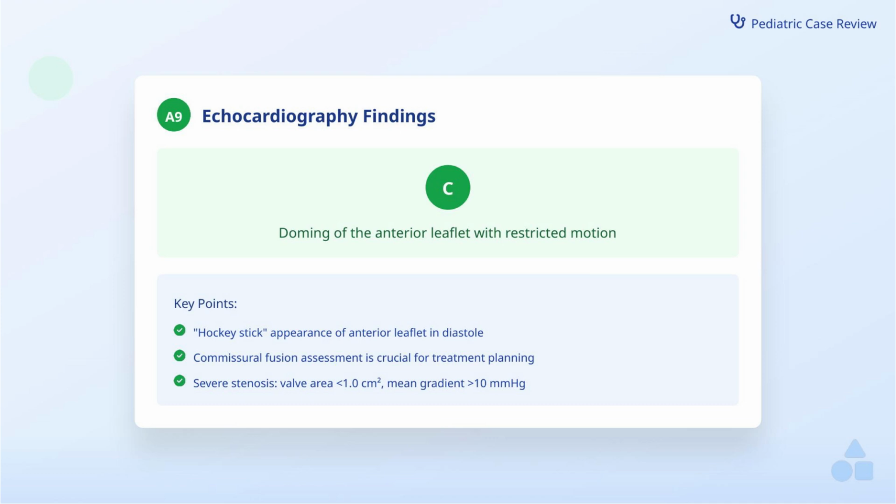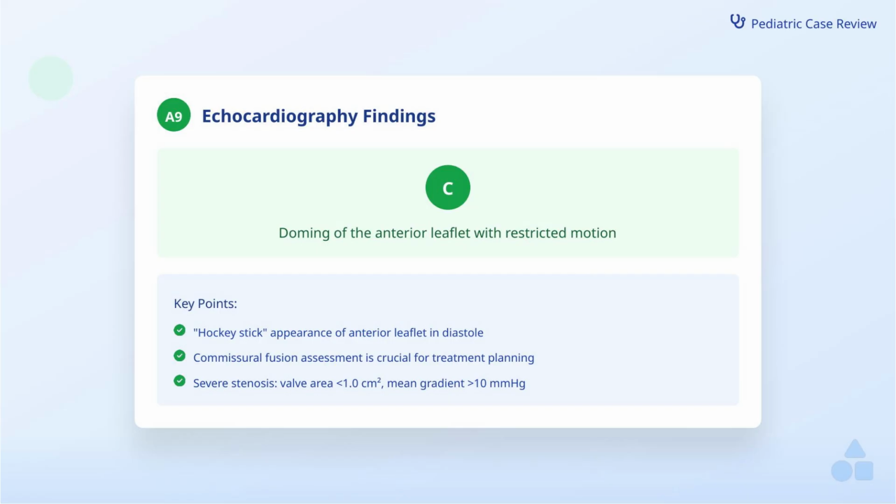The correct answer is C, doming of the anterior leaflet with restricted motion. This finding, often described as a hockey stick appearance of the anterior mitral leaflet in diastole, is a classic echocardiographic feature of mitral stenosis. It occurs due to commissural fusion and thickening of the valve leaflets, which restrict their normal motion.